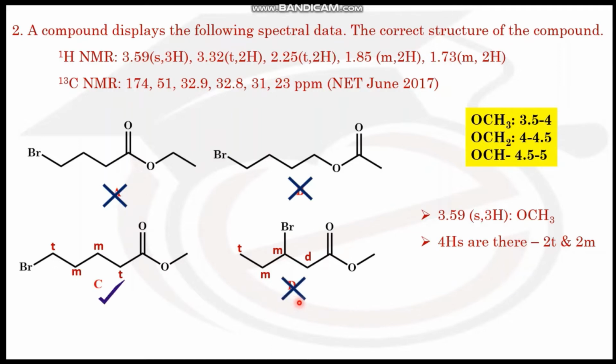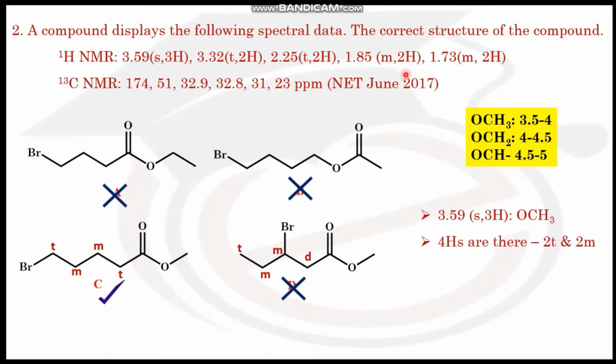Okay, first we checked whether any OCH3 group is there. There is a peak at 3.59, and it corresponds to OCH3. Like that, we eliminated A and B. In C and D, the OCH3 is present, so we considered the other peaks and checked the splitting pattern. In C, there are 2 triplets and 2 multiplets, which is given in the question.